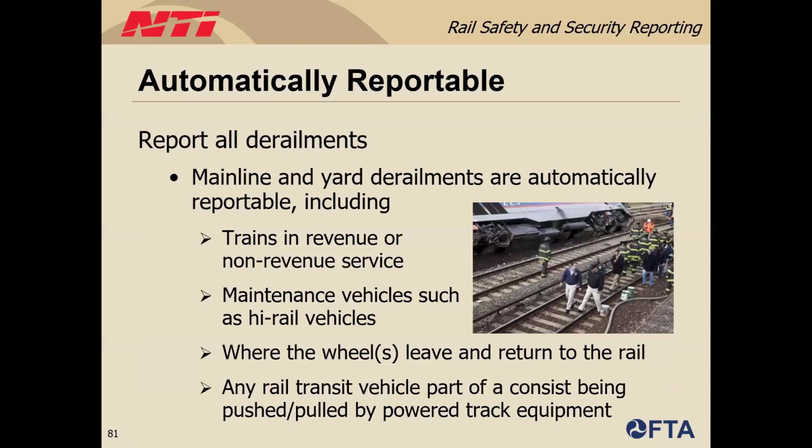Agencies are required to report all derailments, both mainline and those occurring in the yard, regardless of meeting any other threshold. This includes derailments of trains in revenue or non-revenue service and maintenance vehicles. Cases where a wheel or wheels have left the rail and re-rail are included, and a derailment of any rail transit vehicle in service or not, which is part of a consist being pushed or pulled by powered track equipment, is included.